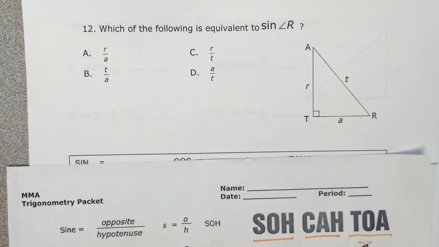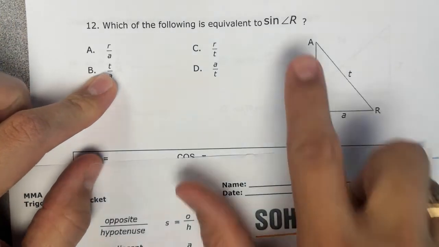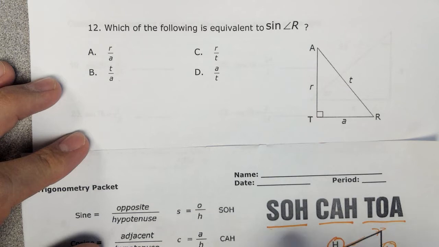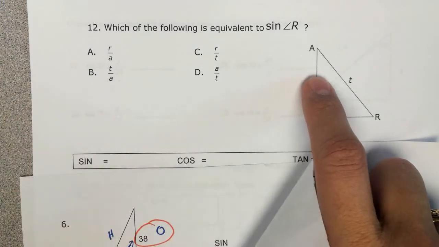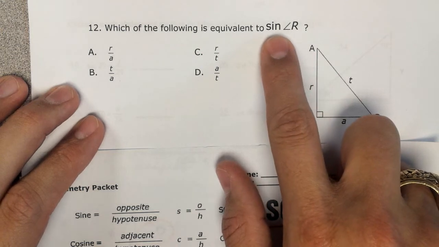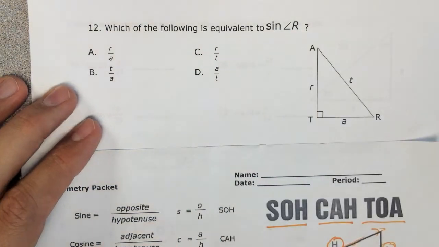Okay, let's go ahead and do some more examples of solving. Before we get to those, though, let's take a quick little refresher on how to set these up. This is the top of page 3 in the packet. Which of the following is equivalent to the sine of angle R?